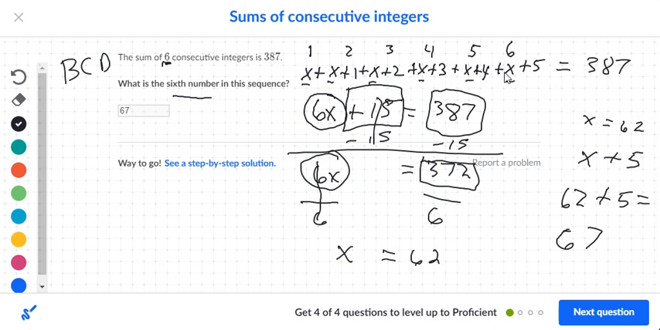Next, I counted up my x's. Notice it says 6 consecutive, so I should have 6 x's, which I do. I totaled up the numbers after the x's, which was 15. Went ahead, did BCD, found x to be 62. Now it mentioned the sixth consecutive number. Well, that formula there is x plus 5. So I replace the x with 62. I take 62 plus the 5 to get 67.